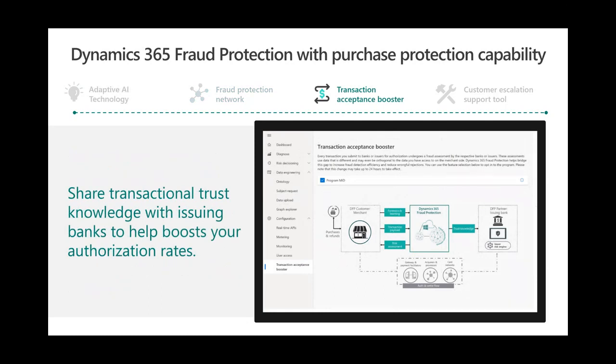Next innovative component here is the transaction acceptance booster service. I mentioned earlier that we built this fraud protection ourselves first. Microsoft built this technology, and then we went to a number of banks to share part of those calculations, those risk assessment scores that we calculate. And we shared those with those banks as an input to those banks' own risk engines.